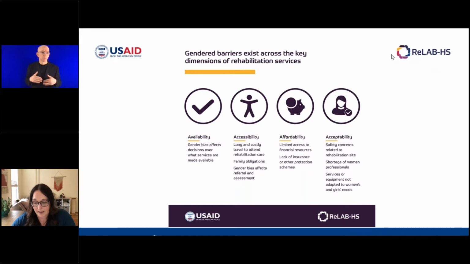And lastly, acceptability. Services are often delivered without accounting for diverse needs of men and women and sexual and gender minorities. For example, in some cases, providers don't believe the level of pain or consider women's pain as requiring specialized pain rehabilitation. And the shortage of women health personnel, and the fact that many women report services or equipment that are not adapted to their needs, may feel intimidating to women and discourage attendance. So as you can see, there are many gendered barriers which exist across these key dimensions of rehabilitation services.